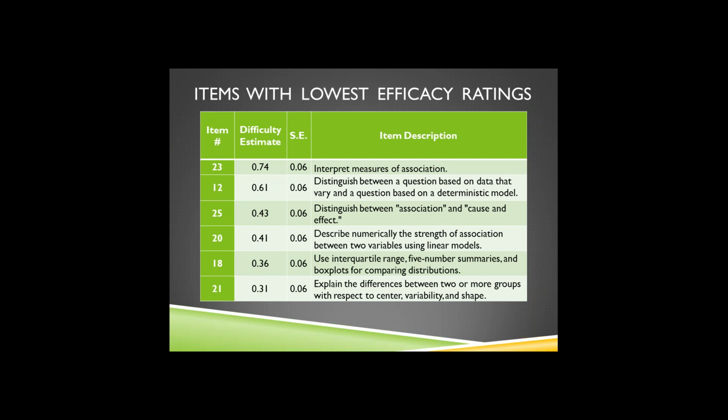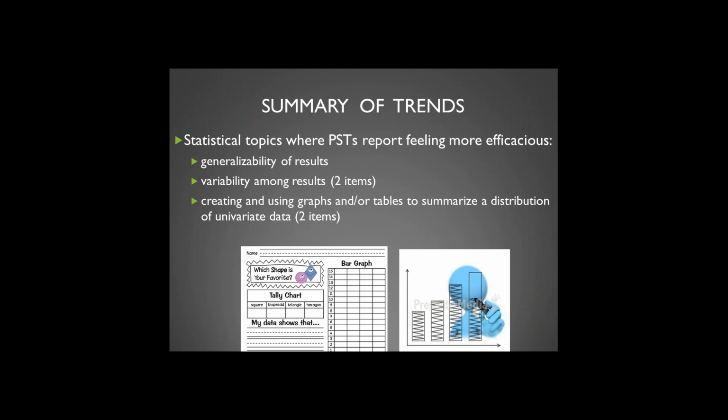You will see, though, that the other answers, B and C, were in here. Item number 21 asks about explaining the difference between 2 or more groups, and item 18 looks at interquartile range, 5-number summaries, and box plots for comparing distributions. So that's not an unreasonable answer to our quiz, but it just wasn't the right answer.